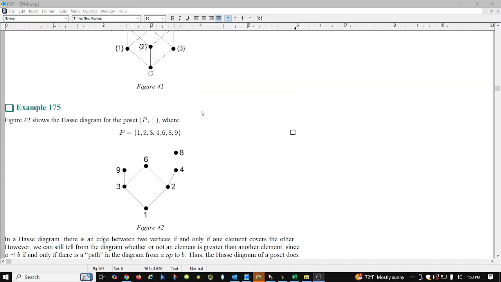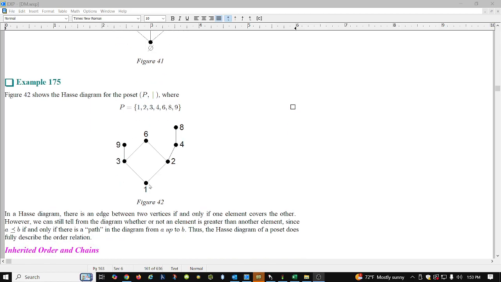Okay. How about a diagram for this set under divisibility? 1 is at the first level. Nothing divides 1 but itself. These are the primes, 2 and 3. 9 covers 3. 6 covers 3. 6 covers 2. 4 covers 2. 8 covers 4. So that's the diagram.